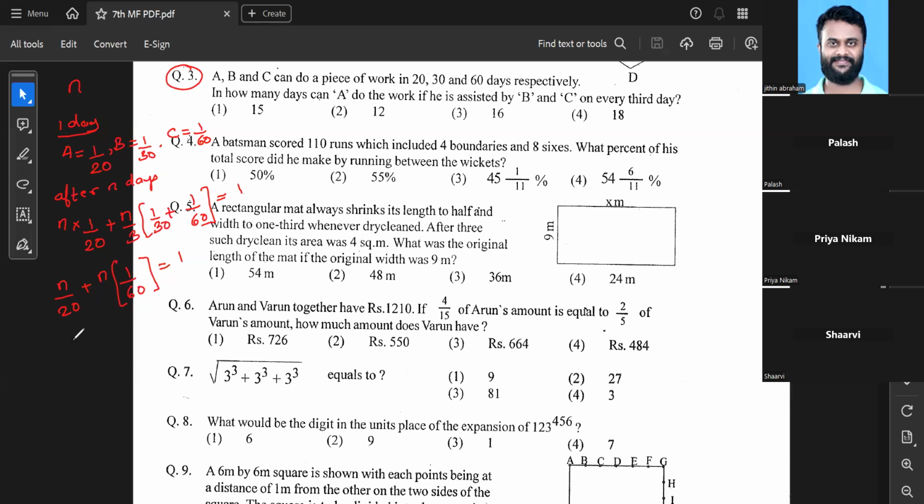Now, n should be equal to, wait, logically speaking, okay, I'll solve it like this. Let me take n common outside, so I'll be left with 1 by 20 plus 1 by 60. When I take the LCM, I should be getting 3 plus 1, 4. 4 by 60 is equal to 1. So when I cancel 4 and 60, I'll be getting 1 by 15. That gives me n is equal to 15. So the number of days required to complete this piece of work will be 15 days.